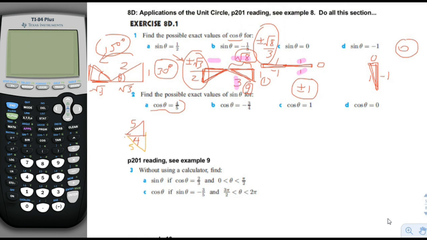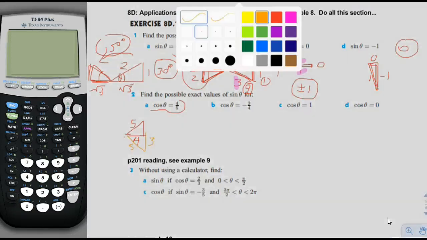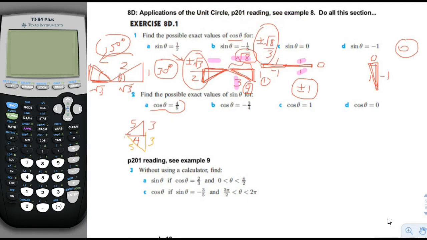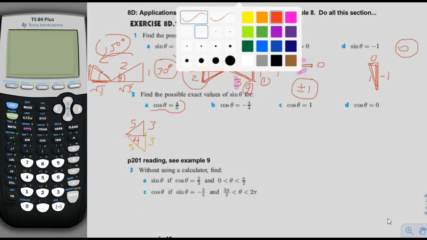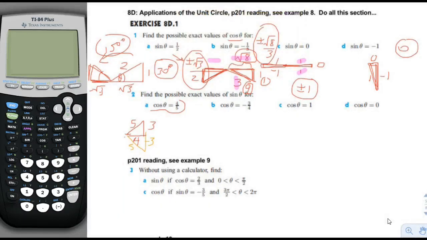And so what is the opposite for each of these triangles? Well, using Pythagorean's theorem, we know that this leg has to be 3, because 3 squared plus 4 squared equals 5 squared. 9 plus 16 equals 25. And by the way, this is a negative 3. So the sine here of this theta would be equal to plus or minus 3/5. Okay?